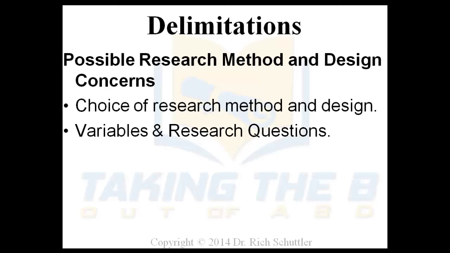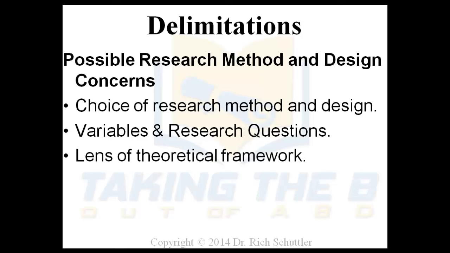All we're asking you to do is describe why you have delimited down to the 3 independent variables, if that's how many you have. And ideally, that would be grounded in some aspect of the literature that suggests these are the 3 most important ones, as compared to perhaps the 8 or 9 that could have been there. The lens of the theoretical framework.